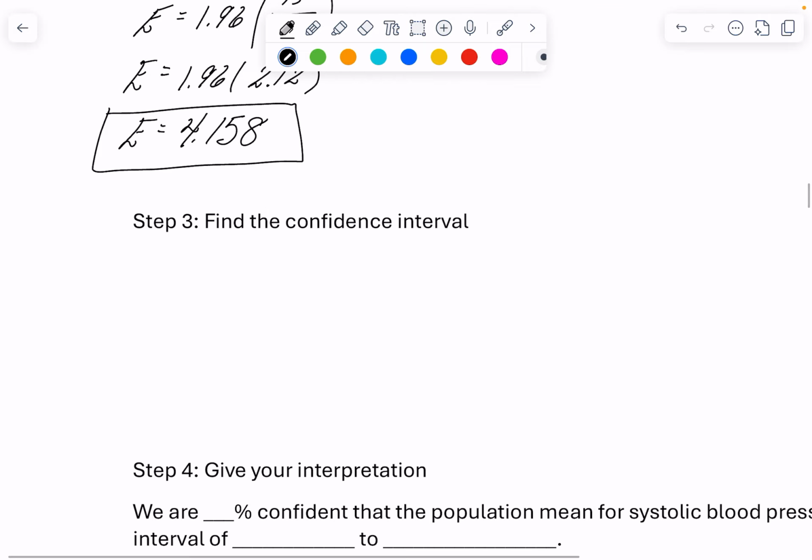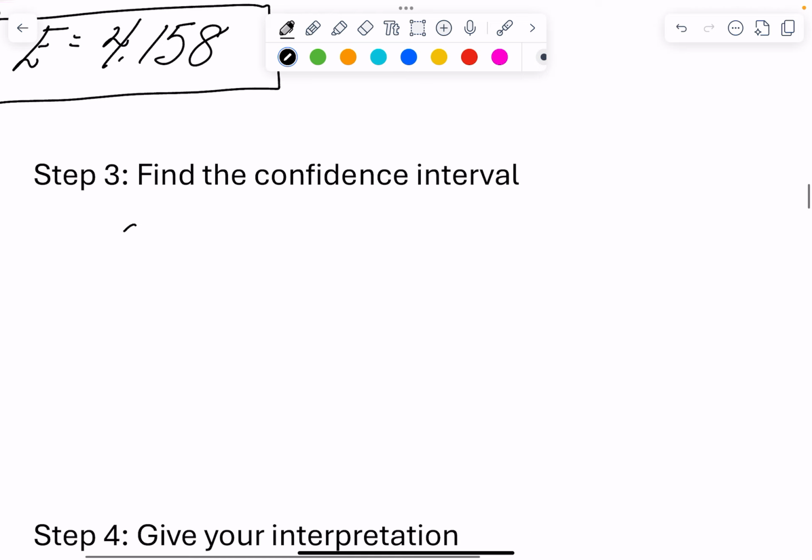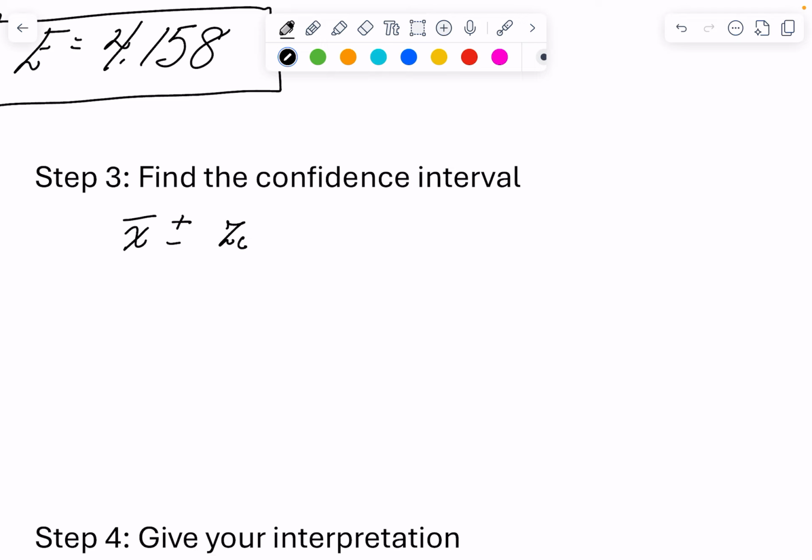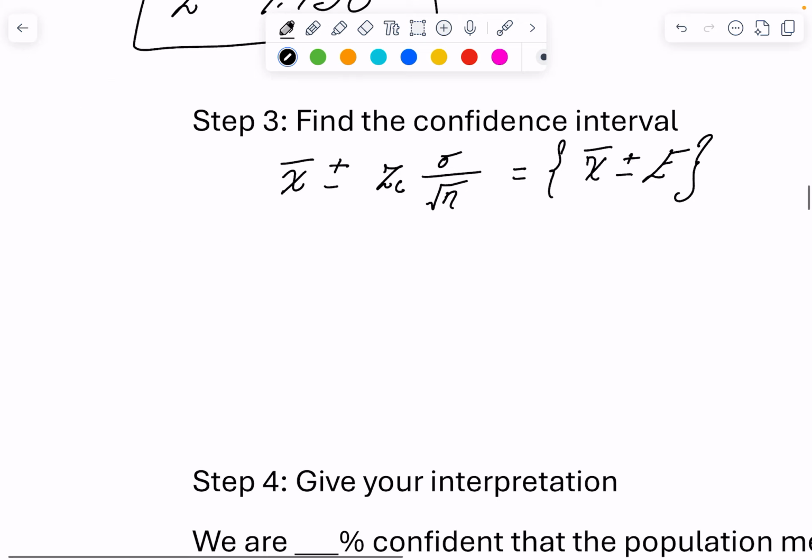Finally, we're going to find our confidence interval. If we look on our formula sheet here, the confidence interval is given as our sample mean plus or minus the z critical value with our standard deviation multiplied by the square root of n, which we already did because that's going to be the same as x bar, or our sample mean plus or minus our margin of error. These are equivalent equations. Okay.